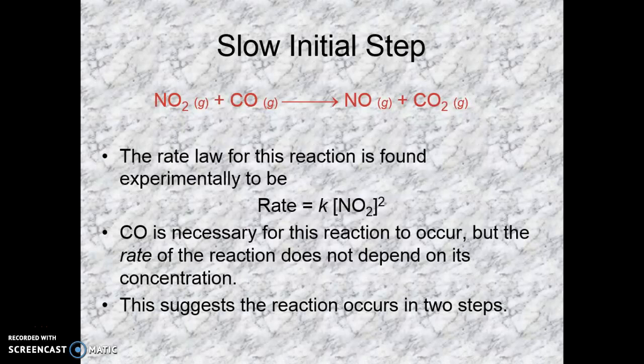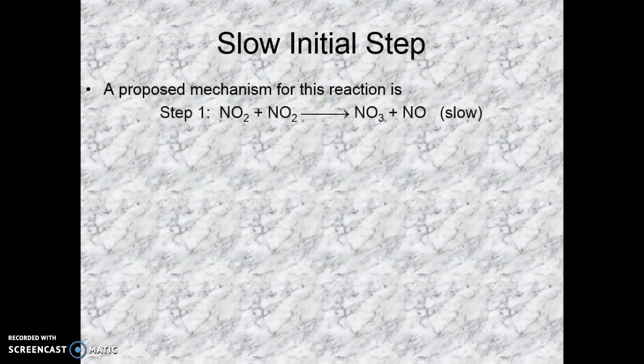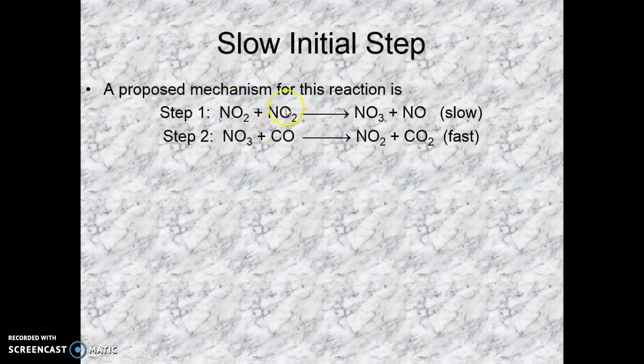So this suggests that the reaction is going to occur in two steps. So here's a proposed mechanism. In step 1 we have NO2 combined with NO2, and you get NO3 and NO. So here we're taking two of these. That's where we get the second order from. We're taking two of these, combining them, or technically moving one of the oxygens from one to the other. So you wind up with an NO3 and an NO.